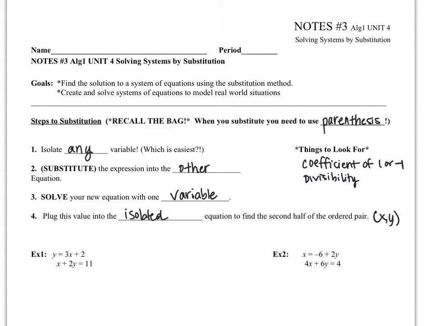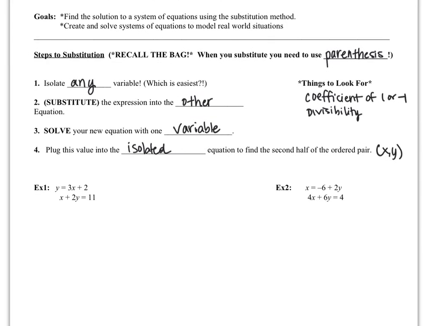So let's see this in action. In example 1, I have my system of equations, y equals 3x plus 2 and x plus 2y equals 11. So again, I could graph this and see where the two lines intersect. I could eliminate, but in order to eliminate, I'd have to rearrange my top equation so everything was stacked nicely on top of each other. I also might have to multiply. But in this case, I look at my steps. So step 1 says isolate any variable.